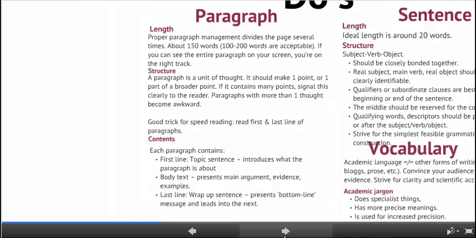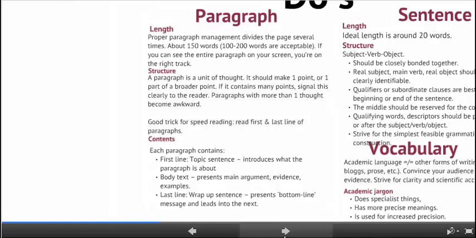That doesn't mean that you couldn't write a paragraph of 210 words, of course you can, but just to give you a sense visually of how long this paragraph should be. If you can see the entire paragraph on your screen when you're working, you're probably on the right track.